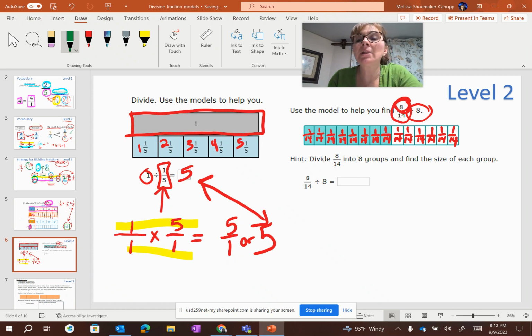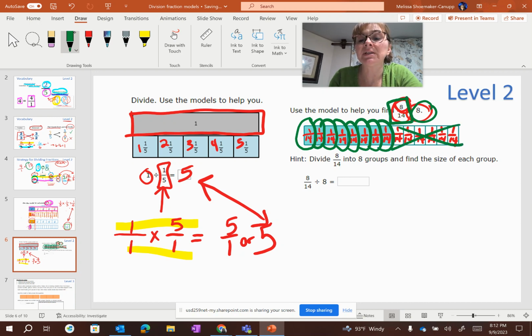Now, I'm going to change colors here because we have to divide it into 8. Well, if I make groups of 8, there's 1, 2, 3, 4, 5, 6, 7, 8. Now, this doesn't count because I only had 8/14. So I made 8 groups there. I divided 8/14 into 8 groups. And what's inside each group? Well, I can see it right inside there. It's a 1/14. Let's check ourselves with the math.